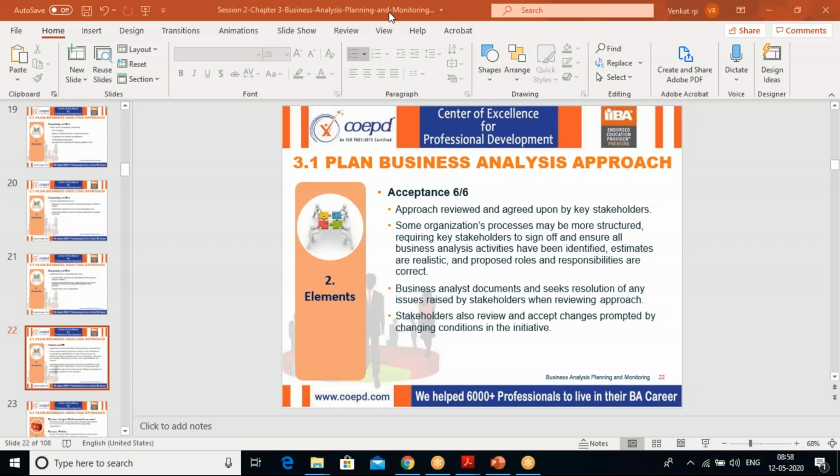Plan business analysis approach. These are the 6 elements which we have. If you have written it, please send it back. The first one is planning approach. Second one is formality and level of detail of business analysis deliverables. Okay. So if you have written it, please send it across.